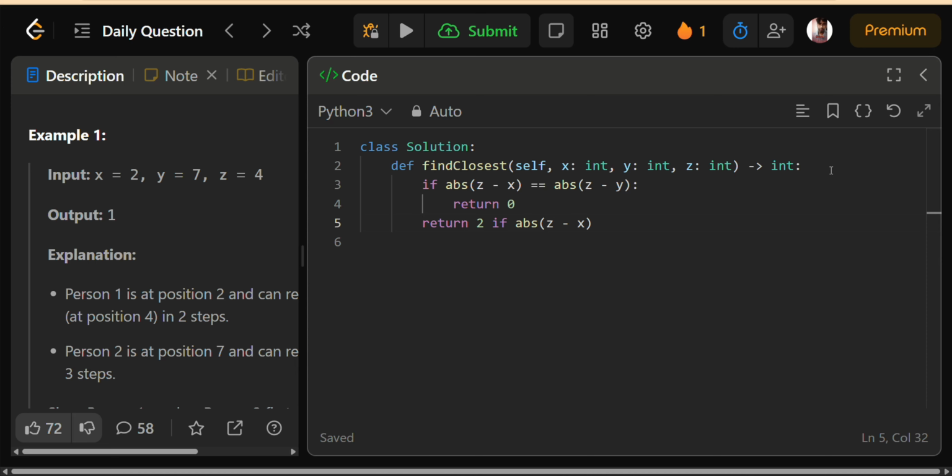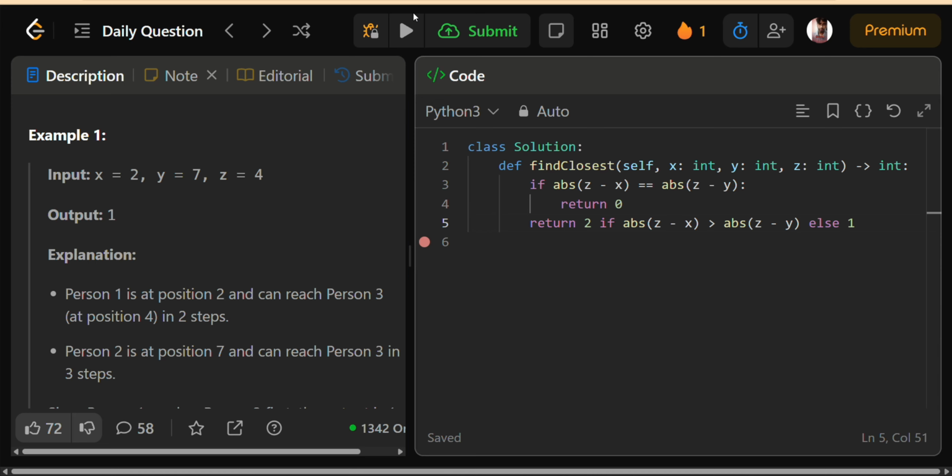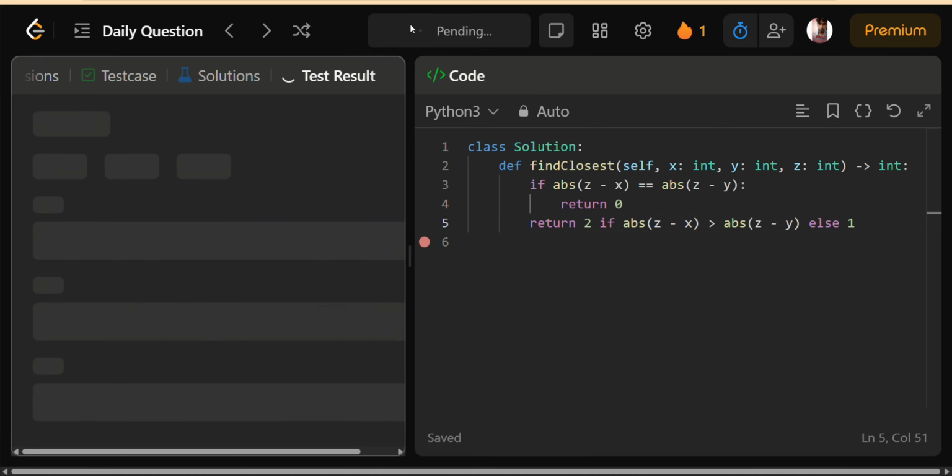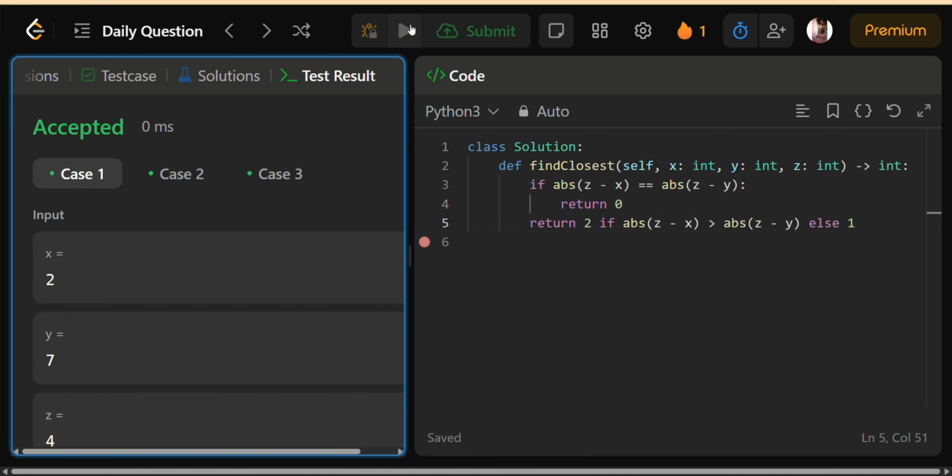This solution is extremely efficient. Time complexity: we only do a couple of arithmetic operations and comparisons, so the complexity is O(1), constant time. Space complexity: we don't use any extra data structures, just variables for distances, so the complexity is O(1) as well. This makes it one of those problems where efficiency is already built in.